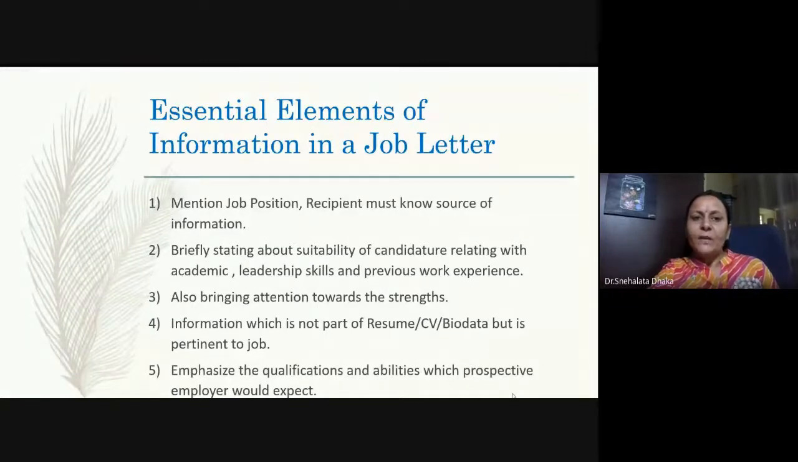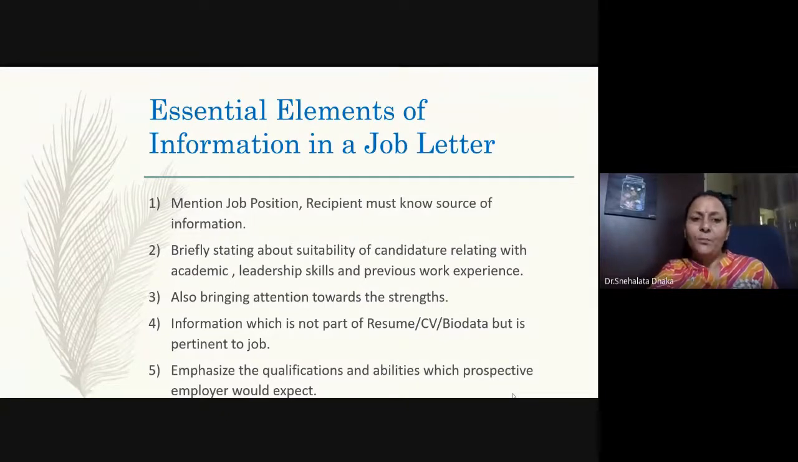The first point, mention job position. This is essential, that the person has to mention for what purpose the person is writing that application. And also the person must inform what was the source of information for that job position. Suppose the person came across that information of job opportunity from some newspaper, so one has to refer to that newspaper with the date. This is how the connectivity could be developed with the employer regarding the job.